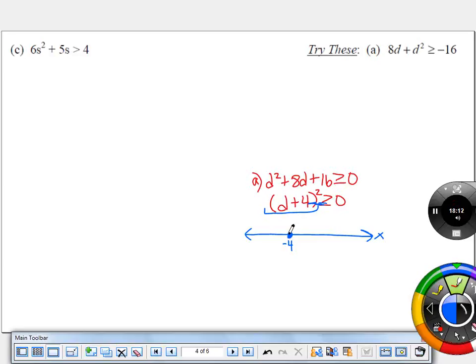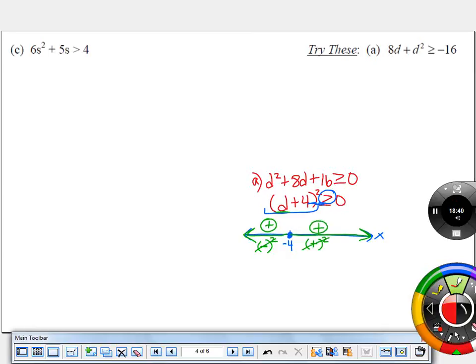Okay. Then the question is, when is it greater than 0? So let's think about plugging in our numbers. Plug in something smaller than -4, like -10. That's going to make a negative when you plug -10 in for d. And then you're going to square it, and a negative squared becomes a positive. Think about plugging in something bigger than -4, like 0. 0 plus 4 would make a positive, and then we'd square it, and the end result would be positive.